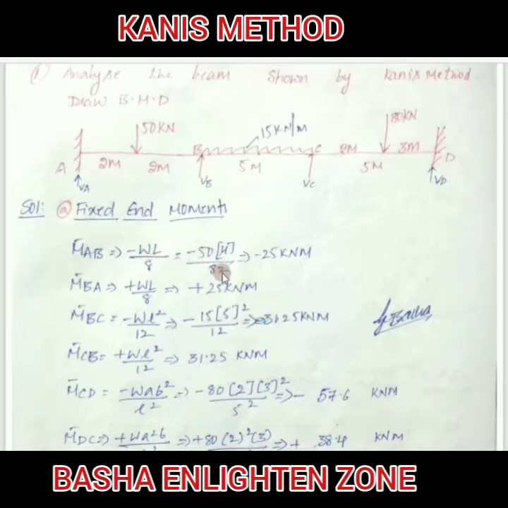So if you substitute in our formula, then you will get a minus 25 kilonewton meter. Similarly, M bar BA equal to plus WL by 8 kilonewton meters. That one will be equal to 25 kilonewton meter. Then go for M bar BC.